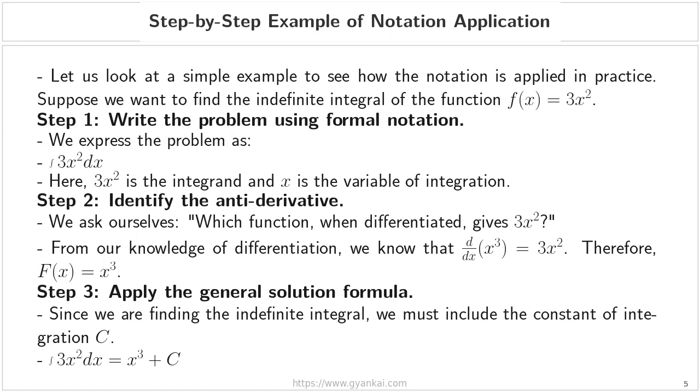Finally, step 3 is to apply the general solution formula. Remember from our earlier discussion that when we find an indefinite integral, we always add the constant of integration. See, this is because there are infinitely many functions that have the same derivative. So, we take our antiderivative, x cubed, and add c. Therefore, the indefinite integral of 3x squared dx is equal to x cubed plus c.